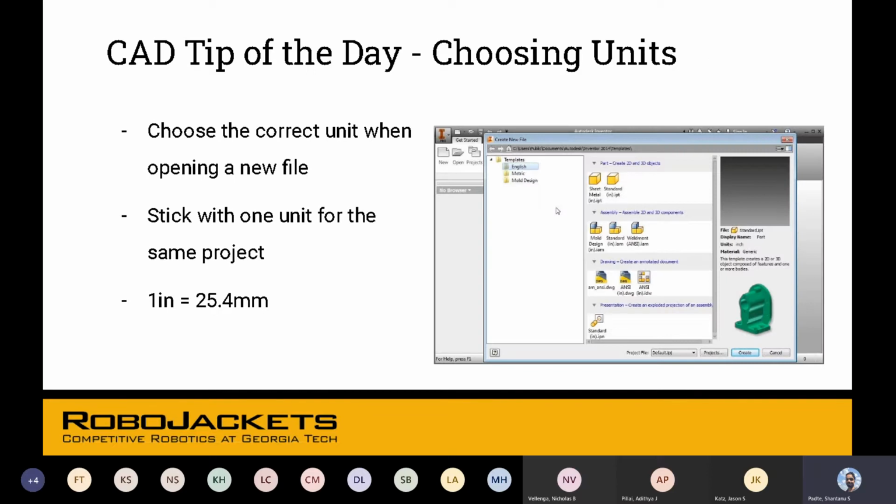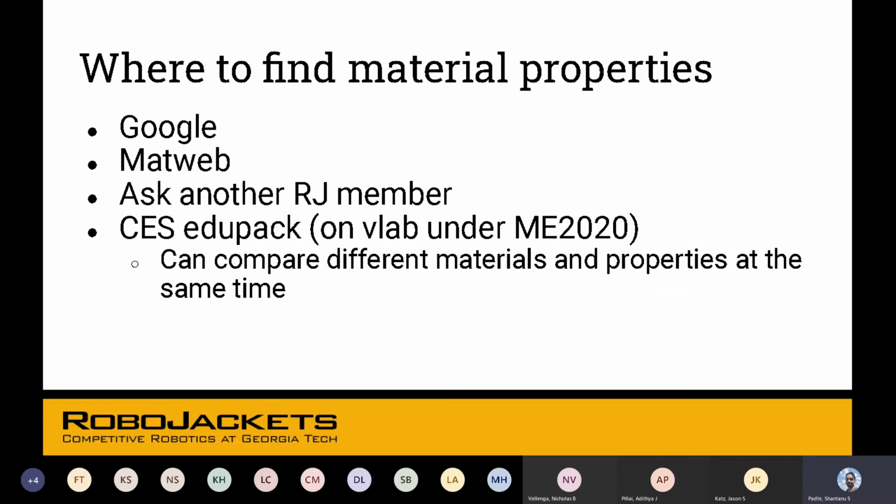Add tip of the day. Oh, let's see. Does anyone have any questions regarding materials, material properties, or anything? Is anyone following along? Okay. I hope you guys are asking questions in the chat. We're getting a lot of good questions in the chat.